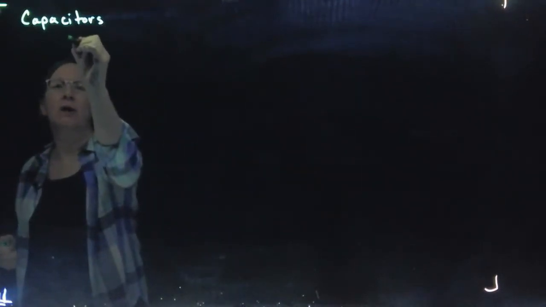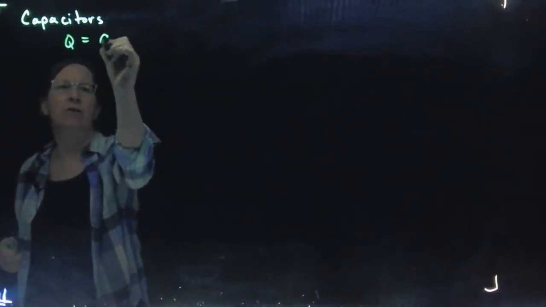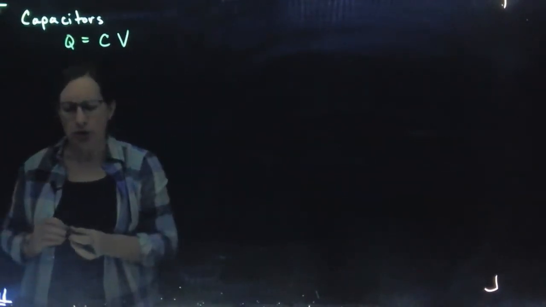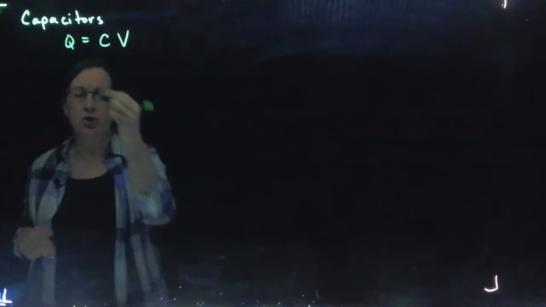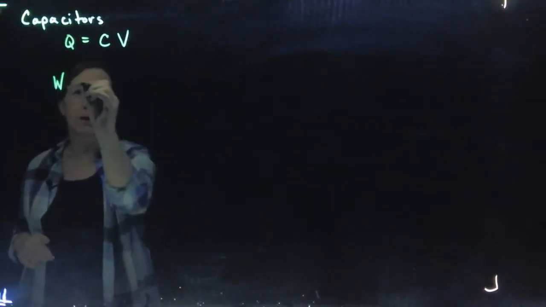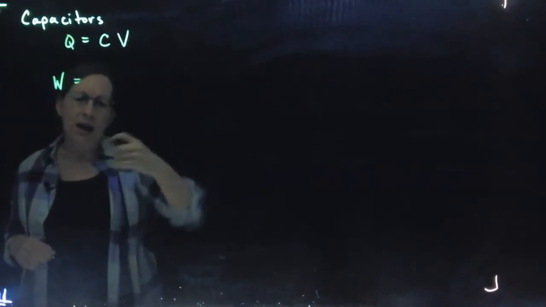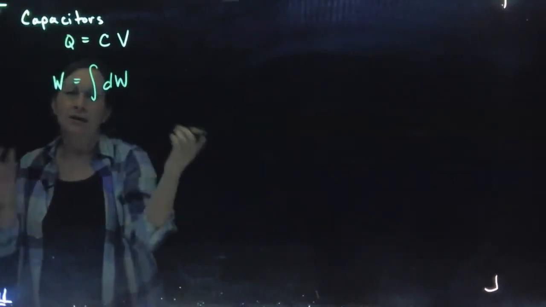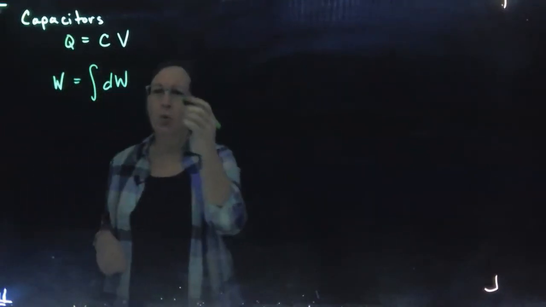Okay, so our expression for capacitors is that Q, the charge stored, goes as the capacitance times the voltage. So if we're going to find the energy stored, one way we can do it is to look at the work to charge a capacitor. And as we add more and more charge, we would be adding up the additional amount of work to add more and more charges.